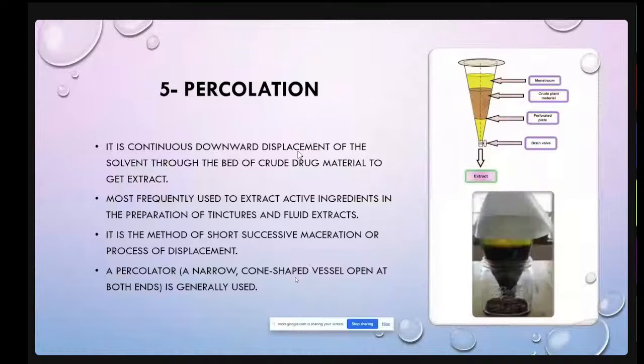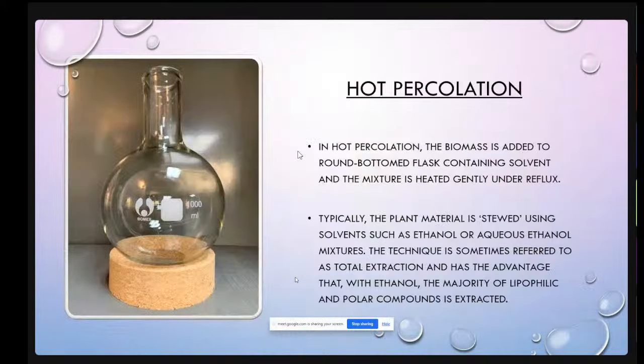Percolation. We can use this apparatus here. This will be used when we use different types of solvent, for example, water and other organic solvents. Then we will collect each layer alone. It can be a hot percolation. We will use the round-bottomed flask.